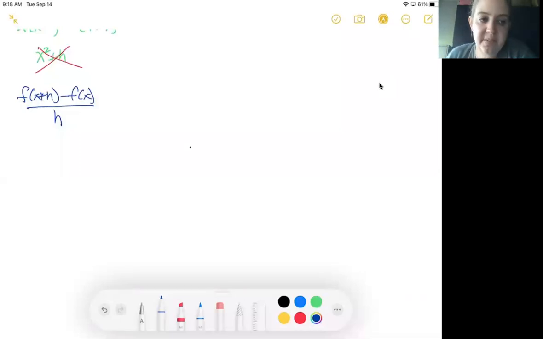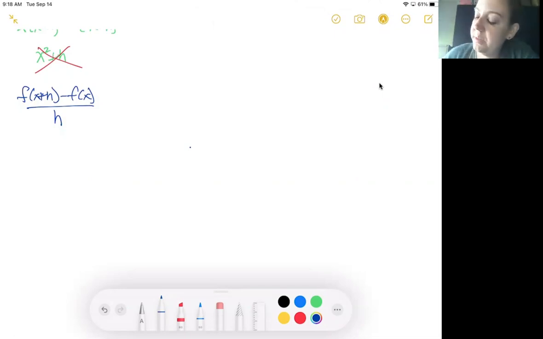So I rewrote my difference quotient, f of x plus h minus f of x all over h. So my next one that I'm going to share with you is f of x equals 1 over x. And I'm about to give a problem like this to my calculus students today. They're not going to be happy with it.